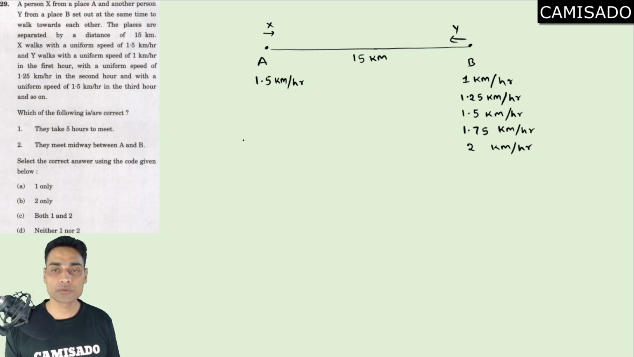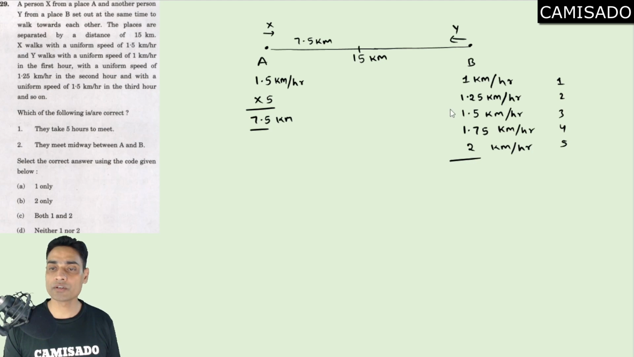So this is the question basically. Now we have to check whether these 2 points are correct or incorrect. They take 5 hours to meet, or second point is they meet midway between A and B. So let's see how much distance they will cover in 5 hours. So into 5, when we will do this, you will get 7.5 kilometer. Fine, it's midway of 15 basically. 7.5 is till here. Now let's see in 5 hours. This is the first hour, second hour, third hour, fourth hour and fifth hour.